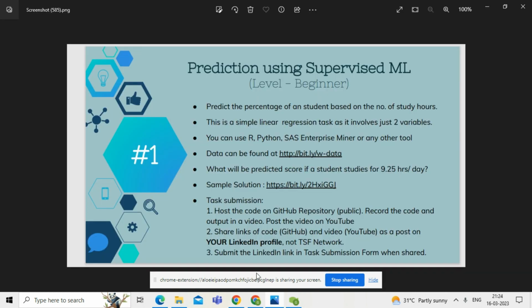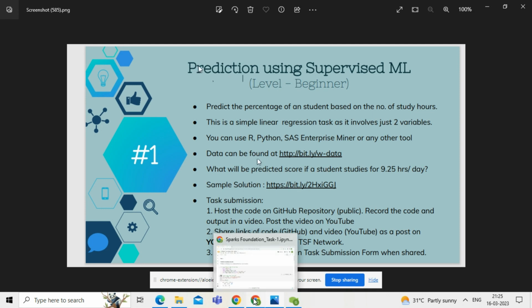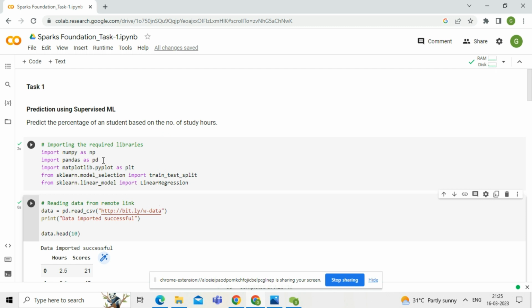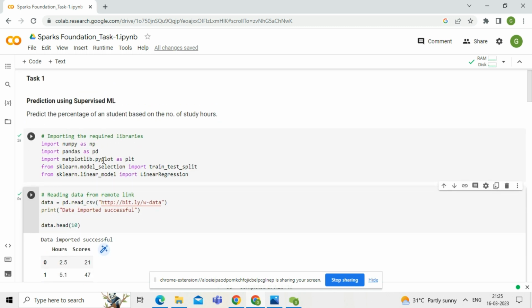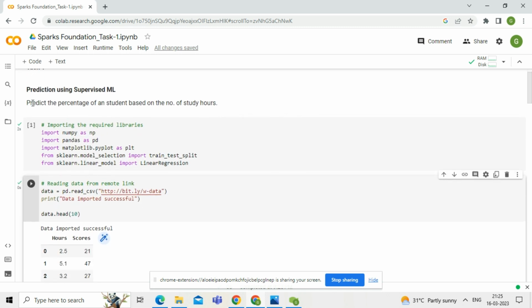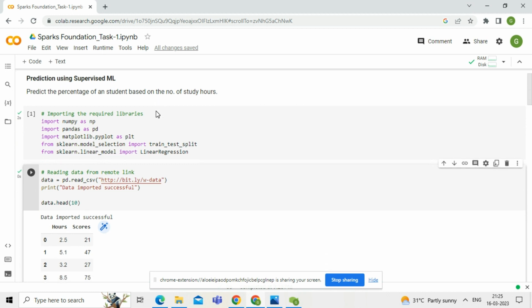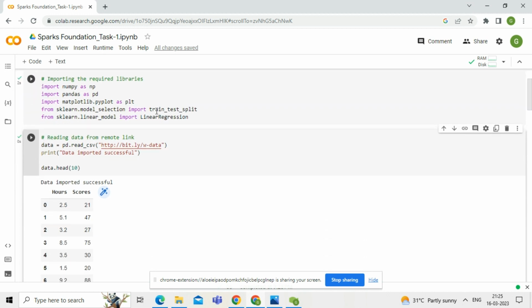My task is to predict the percentage of a student based on the number of study hours. This prediction is done using a supervised machine learning algorithm, that is the linear regression algorithm. Here is the code of the algorithm. The main task is to predict the percentage of a student based on the number of study hours.